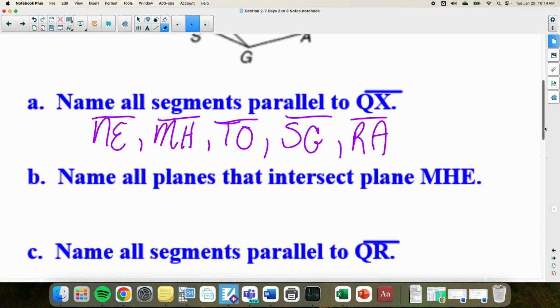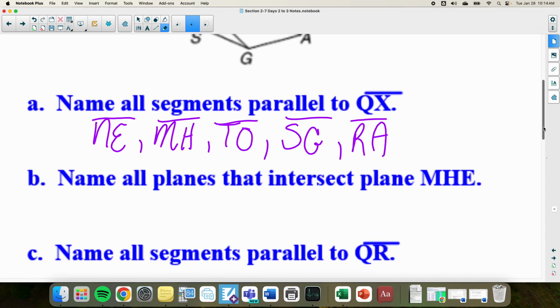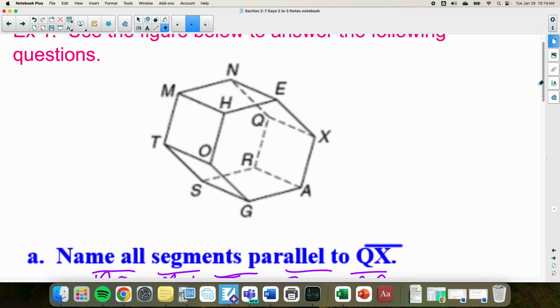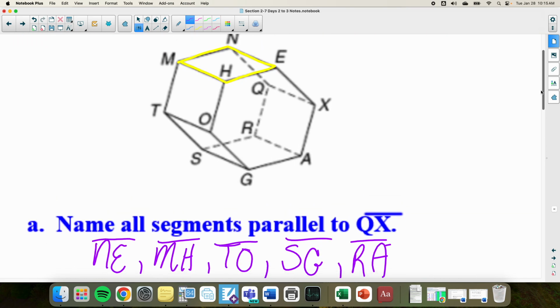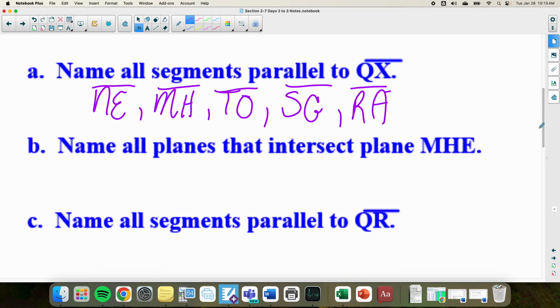All right, the next one says, name all planes that intersect MHE. So MHE is here, and we want planes that intersect it. So what did you say? STM. STM would be that back one, correct? Doesn't that back one touch the top one, right? Yeah, let's say that. I'm not gonna draw that one on there, but let's say that one. MTS or STM.